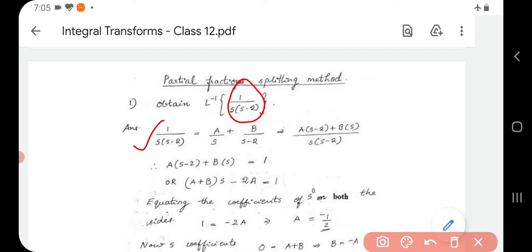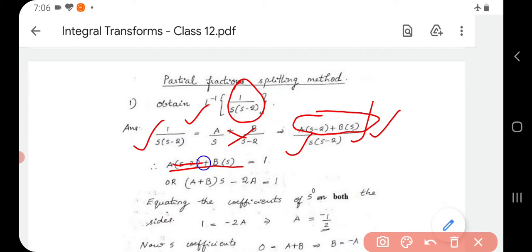See, 1 by s(s minus 2) is equal to a by s plus b by s minus 2. I am not explaining this because you have already studied it in your 12th standard. This is how the partial fraction splitting method is done. Then you cross multiply and equate the numerator with 1, and then group the terms having the coefficient of s and the terms having the coefficient of s raised to 0. First you expand this and then group the terms. It will be like this.